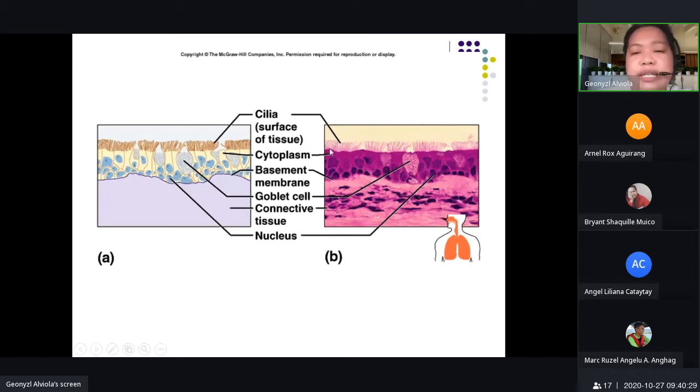So, you have here the cilia that aids in the movement. Like your phlegm, the cilia move the phlegm. Based on the diagram, this is the drawing, and this is the microscopic slide. We have the longitudinal section. You will see that the cells look arranged in several layers, but actually it is only one layer.